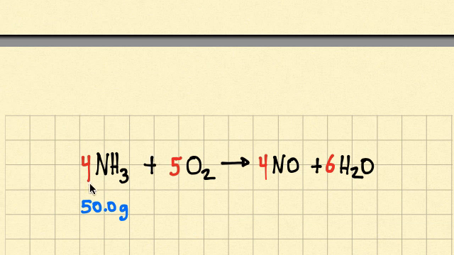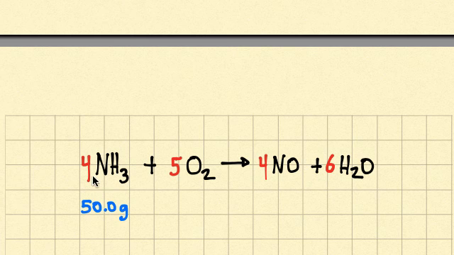So here's a balanced equation. 4 ammonia molecules, 5 oxygen molecules, 4 NO molecules, 6 H2O molecules. Except I can't count in individual molecules, so I think about moles. 4 moles of this, 5 moles of this, 4 moles of this, 6 moles of this, and any other mole ratio you can think of that works. 8 and 10 and 8 and 12 would also work. 2 and 2.5 and 2 and 3 would also work.